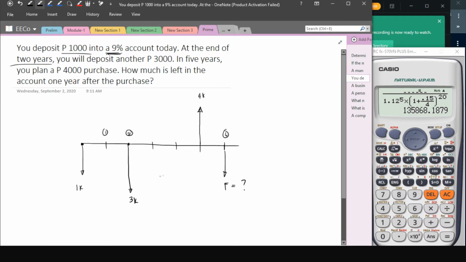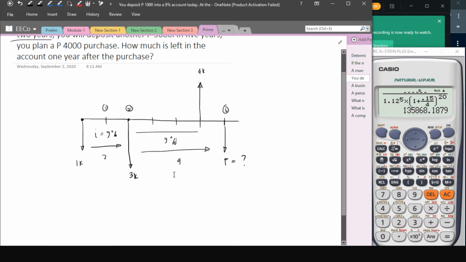Okay. So, this is ilang periods yan? So, 4. This, ilang period? 2. So, ilang percent yung interest rate mo dyan? 9%. Dito, ibig sabihin, for the entire year, 9% ang growth mo. Okay. So, how will you solve it?